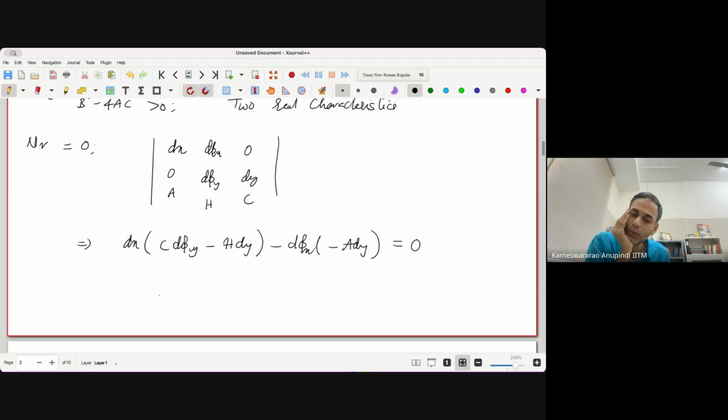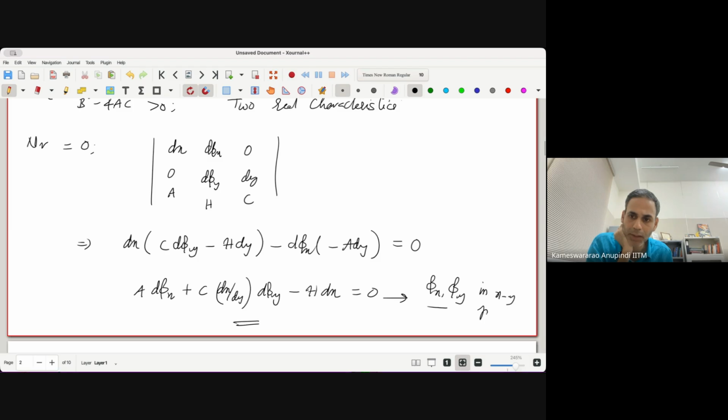So this is basically going to give me, if I divide again with, let us say, dy everywhere, a times d phi x, and then plus c times dx by dy times d phi y minus h times dx equal to 0. So if we solve for this equation, this is going to give us the value of phi x, phi y in the xy plane.